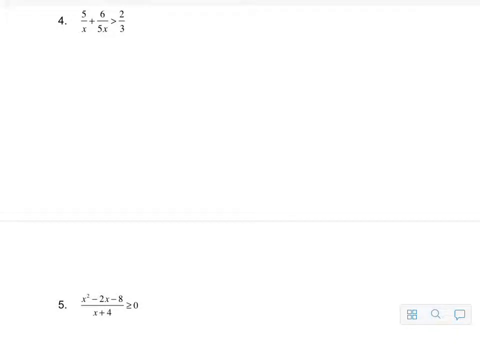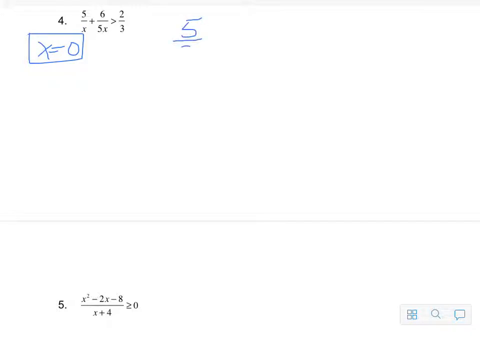Number 4. Okay, first things first. What would make any of those denominators equal to 0? Well, the only thing that would make any of those denominators equal to 0 would be x equals 0. Box it in, he's going on the number line. All right, I'm going to rewrite this as an equation.